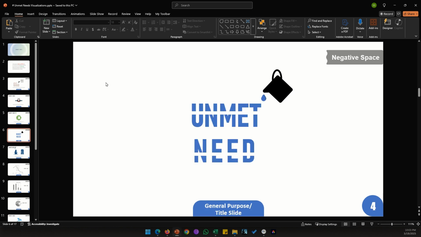Fourth one we have is a creative one. So we have the word unmet need itself being visualized. So the white gaps that you see are negative spaces, and the paint bucket above is intended to act as a solution for it. This would be a good title slide or a logo of some sorts. This can again be used across many scenarios.